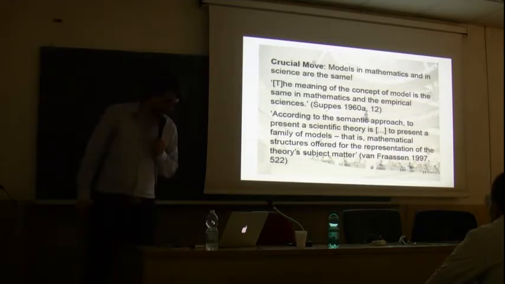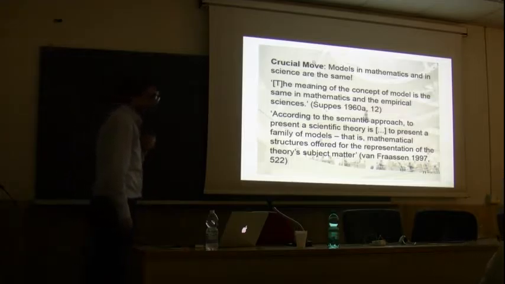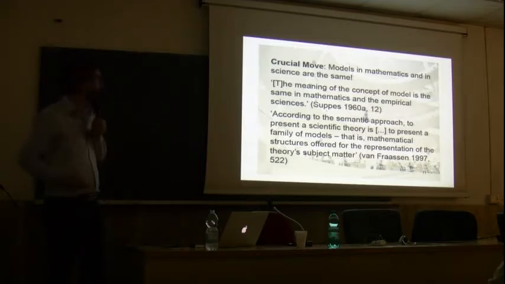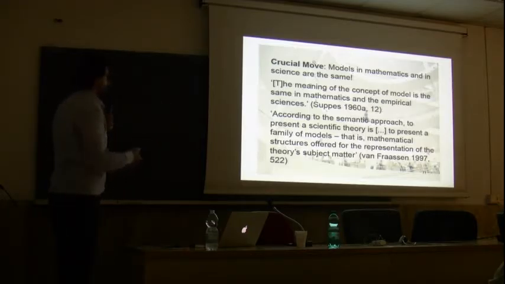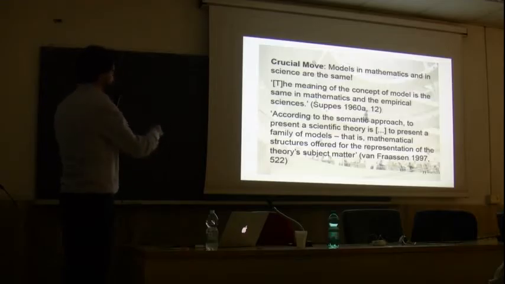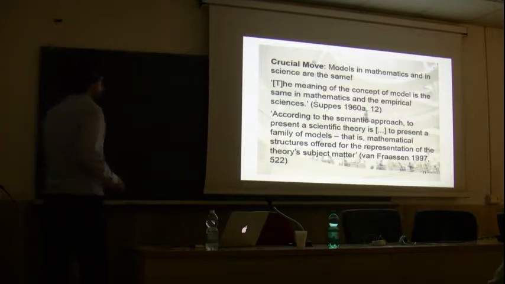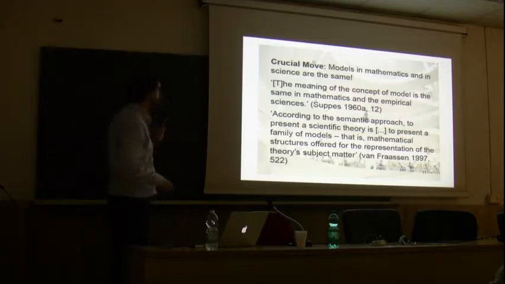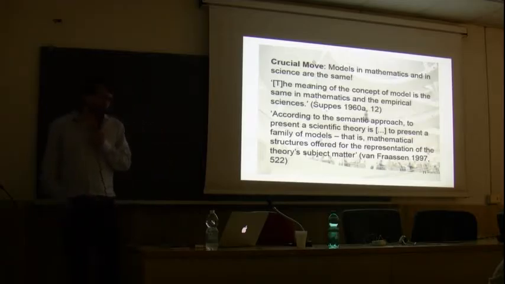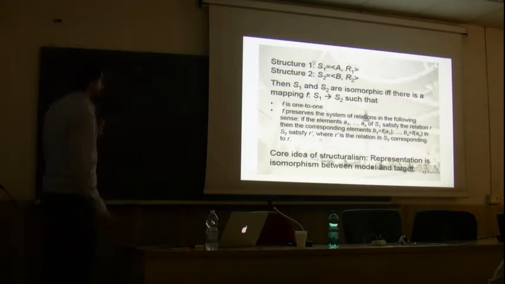Now, with this in place, the crucial move is to say that models in mathematics and models in science are exactly the same. So the claim would be that structures in that sense are what scientific models are. Suppes announced that famously in 1960, so the meaning of the concept of a model is the same in mathematics and the empirical sciences. And van Fraassen, almost 40 years later: according to the semantic approach to scientific theories, to present a scientific theory is to present a family of models, that is, mathematical structures offered for the representation of the subject matter. So this view has been entertained very seriously.